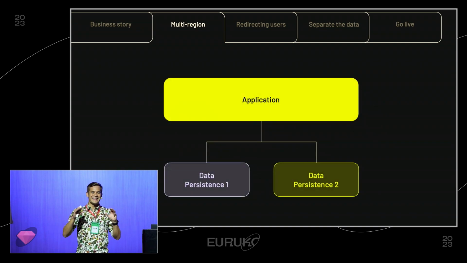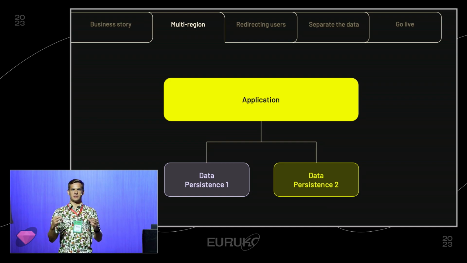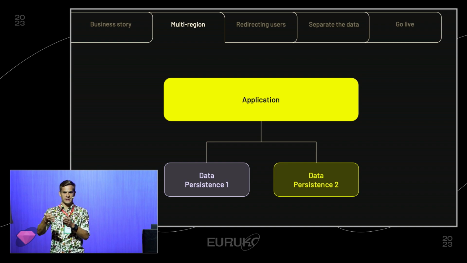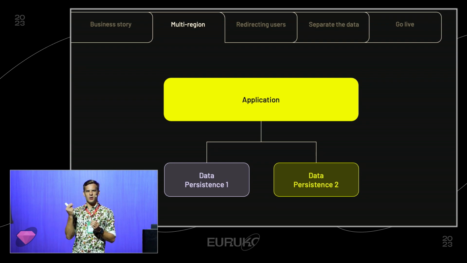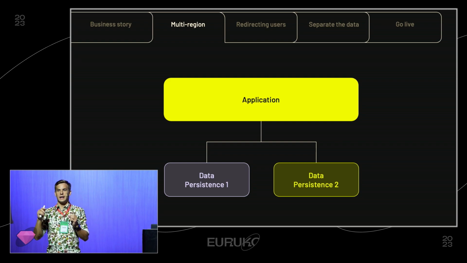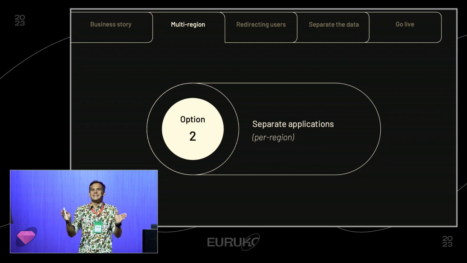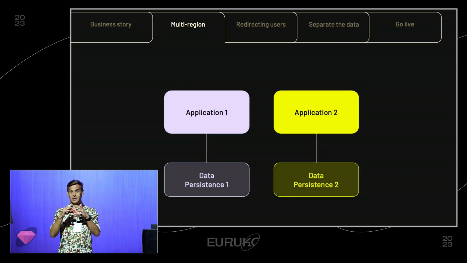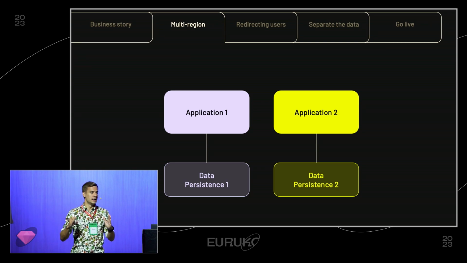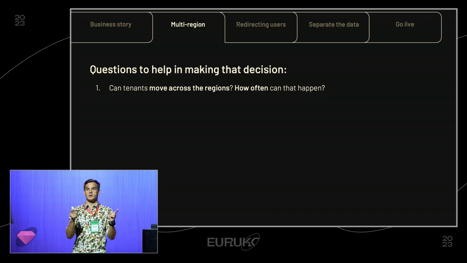The first one is keeping your one application, so you still have just one Rails application, but you separate the data persistence layer, and you conditionally route requests for specific tenants, shops, authorities, to the data in the correct region. As you can see, in this setup, the logic of which database you need to connect to is placed in the application. That's where you're hiding all the logic. The other approach is to completely separate the two applications. So instead of having one application, you end up with two separate ones. They don't know anything about each other. They live separate lives.